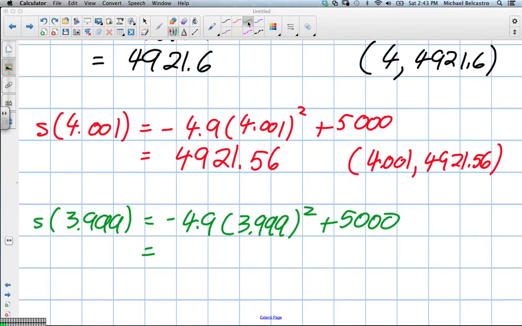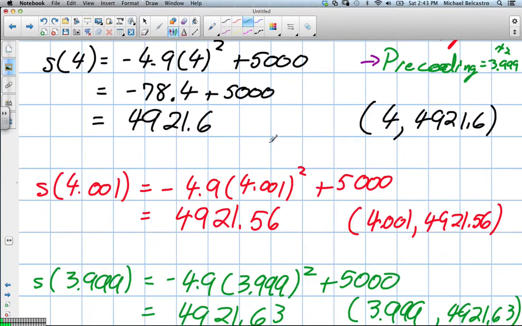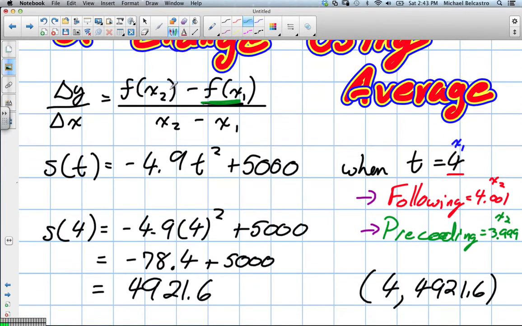492163, let's say. 4921.63. Now I could have gotten even more accurate, right? I just rounded to the second decimal place, and maybe we should be trying to get a little more accurate, but I want to just show you how close these are really in the end. So the other coordinate is 3.999, 4921.63. Okay, these coordinates we have, we're going to be putting them into this formula here.